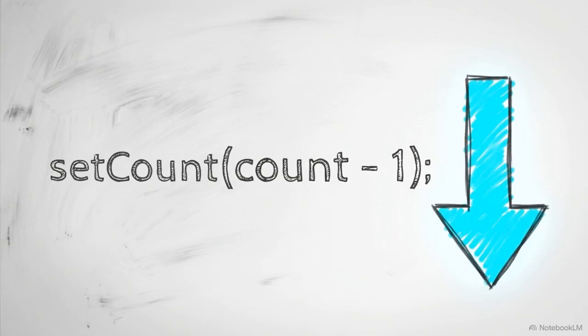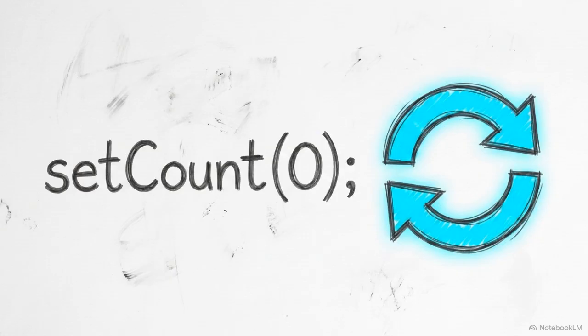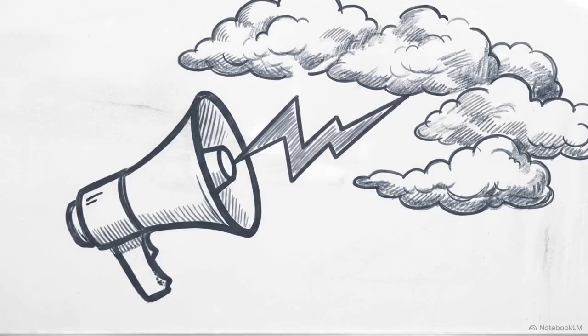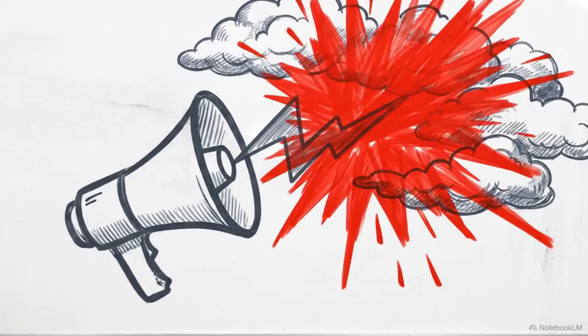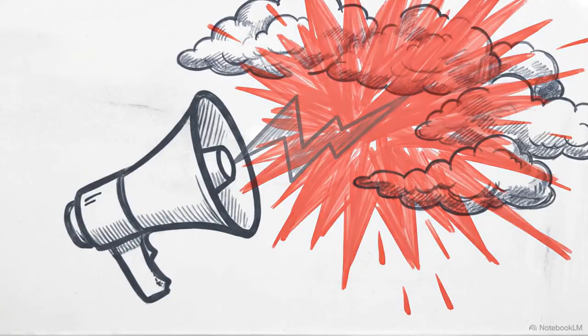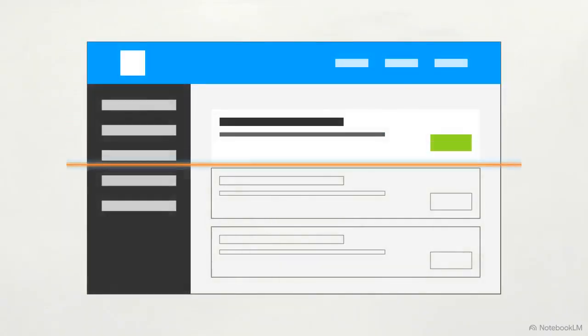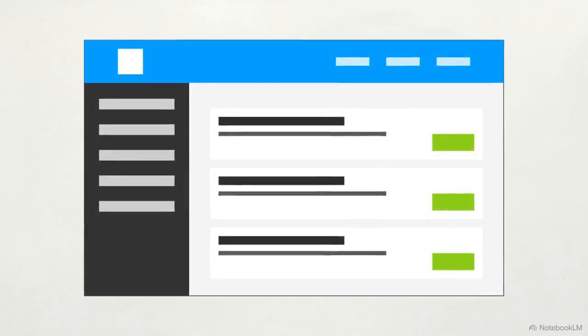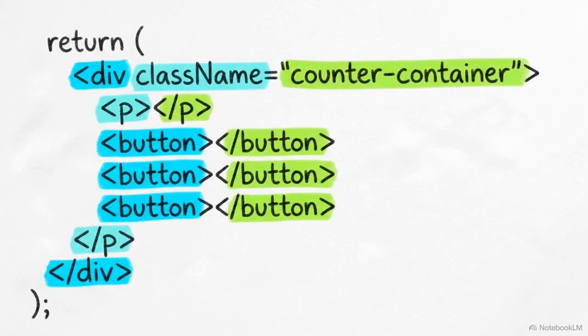We apply this same logic to the other actions. For our decrement function, we pass in count minus 1. For the reset function, we simply pass in the number 0 to explicitly restart the sequence. Think of the setter function as a mandatory signal flare. Passing data through it is the only way to notify React that the state has changed and the user interface needs to be redrawn.